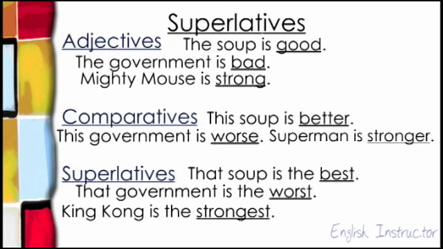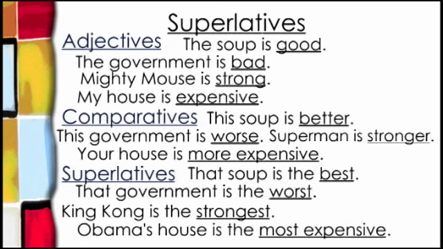The next example also follows a very common grammatical rule. My house is expensive. Your house is more expensive. Obama's house is the most expensive. Notice the adjective expensive. Expensive has three syllables, so we use more expensive and most expensive for the superlative. Be sure to note these very common grammatical rules for superlatives.